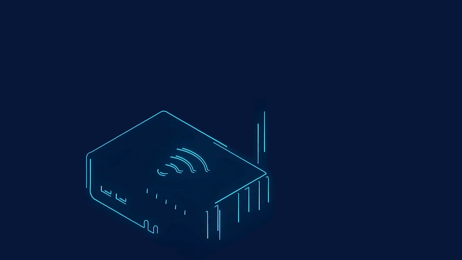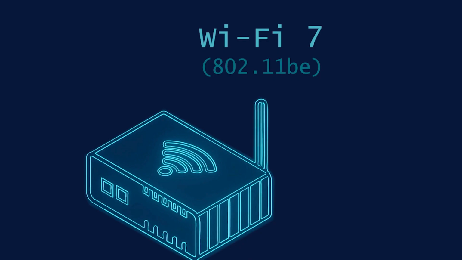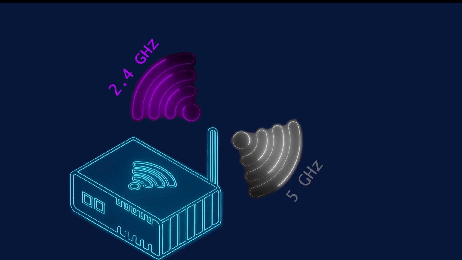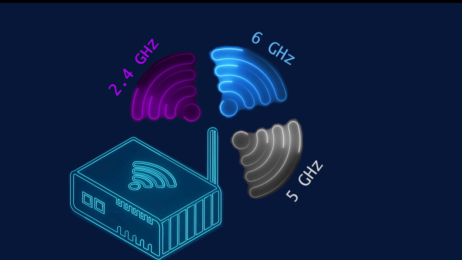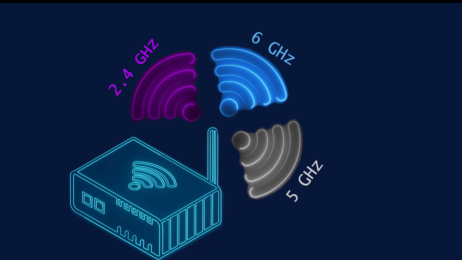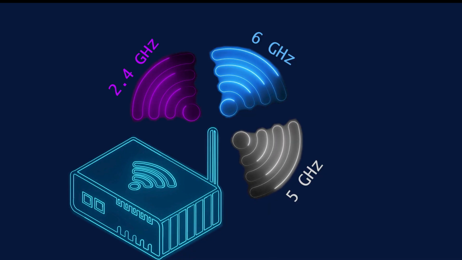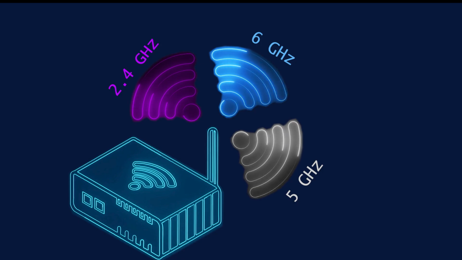Wi-Fi is evolving, and most up-to-date routers you buy today are Wi-Fi 7 certified, which means they usually offer three frequency bands, 2.4 GHz, 5 GHz, and 6 GHz. If you've been following my channel, you've definitely heard me talk about these bands before. And if you're new here, welcome, and hopefully by the end of this video, you'll have a much clearer idea of what these numbers actually mean.